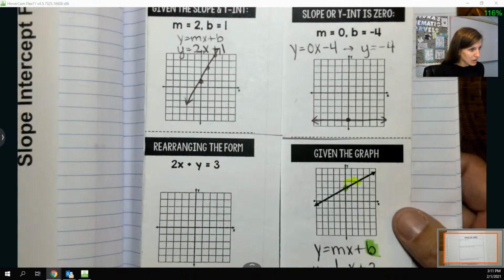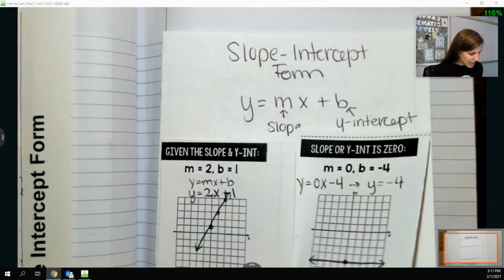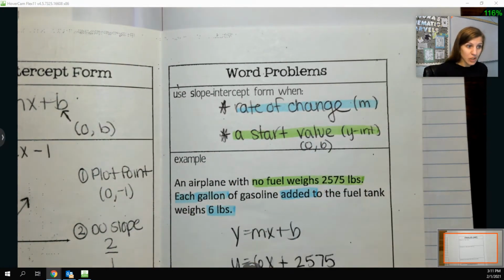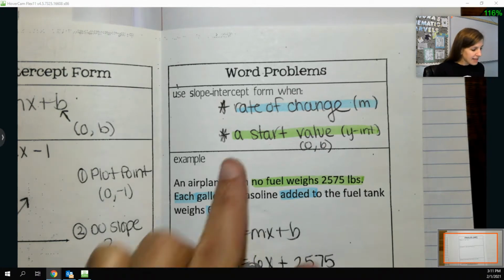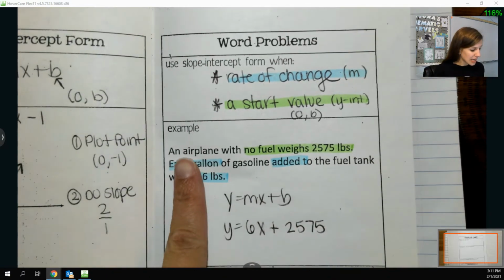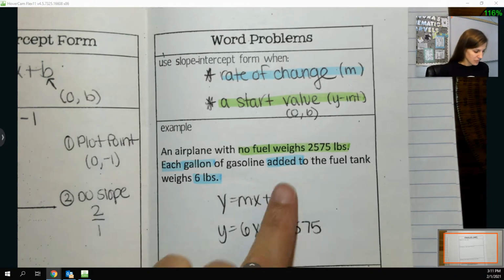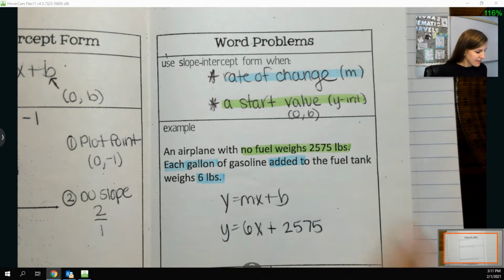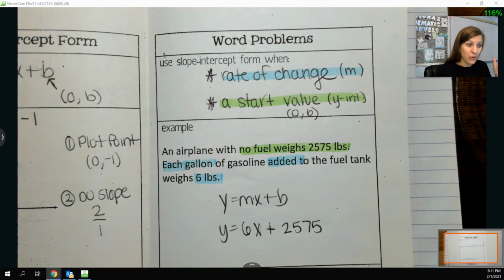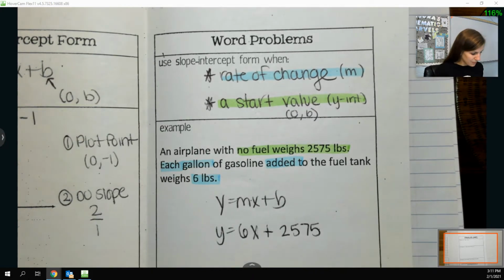Now another form of our line is y'all's favorite, slope intercept. And that one is really good as a story problem when they tell me the rate of change or slope, and then they give me the starting value or the y-intercept. So like this one that we did together, an airplane with no fuel, so the starting point, weighs 2,575. And then each gallon of gas added weighs 6 pounds. So that's my over and over again number because each time I do it, I add 6, so that's slope.